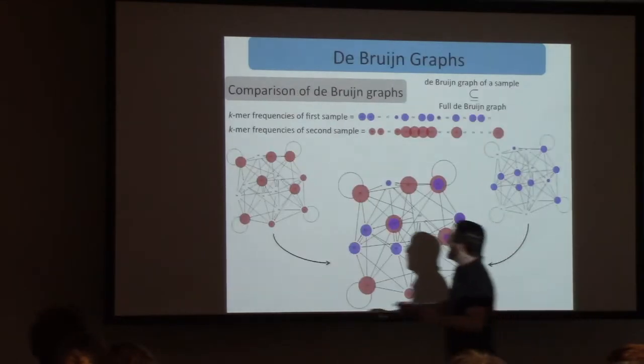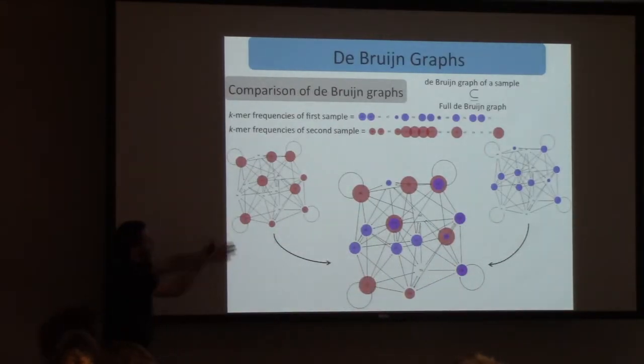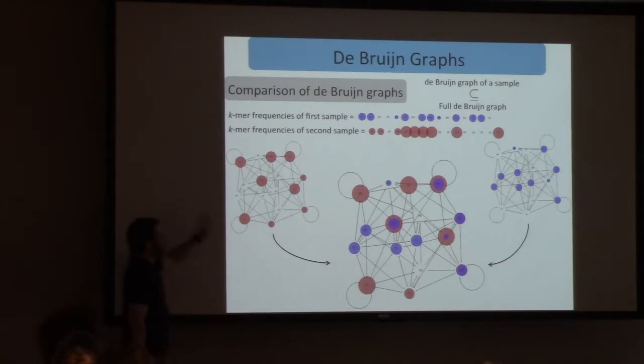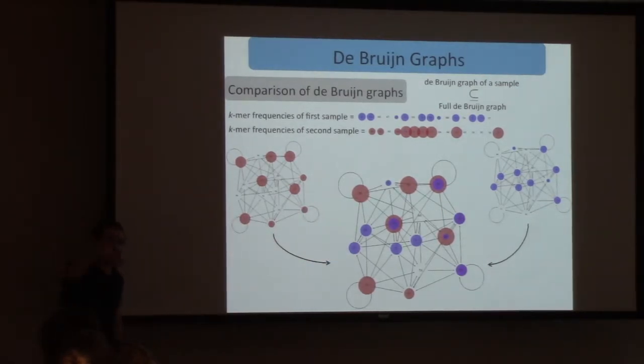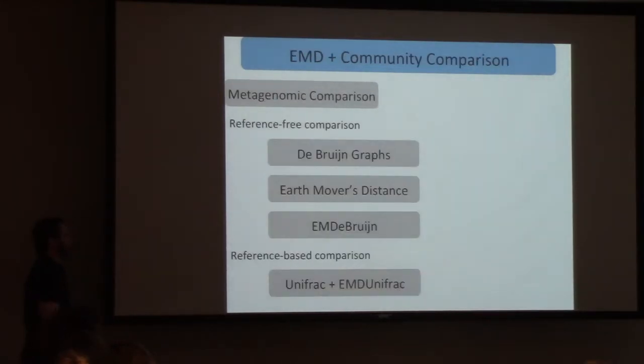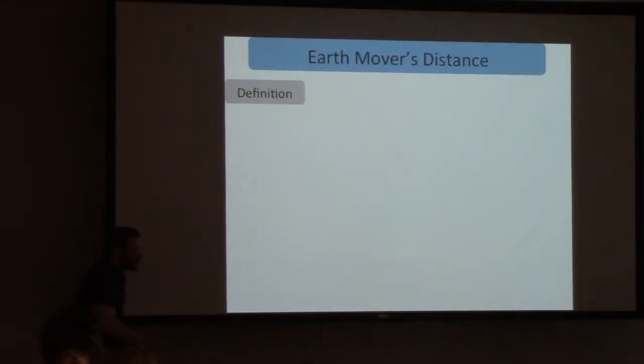Great. Okay, so we have these things. We want to shuffle it around on this graph right here. We want the blues to overlap the reds. How are we going to do that? We are going to do that with this thing called the Earth mover's distance. Very aptly named. Okay, so what is the Earth mover's distance?